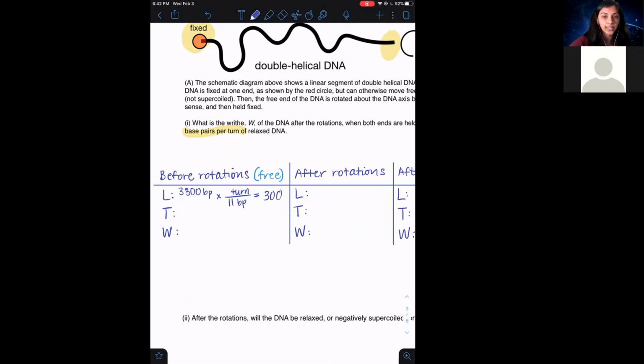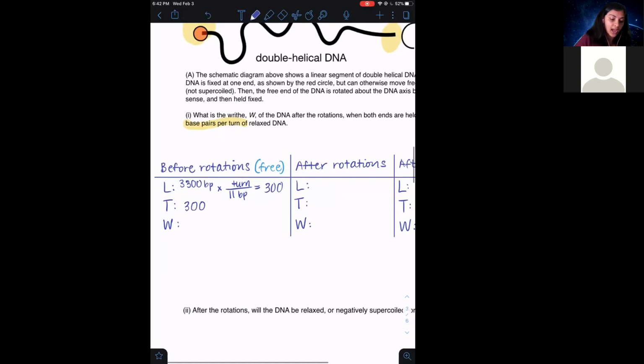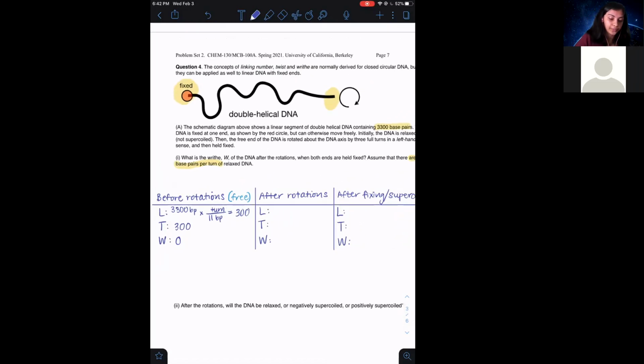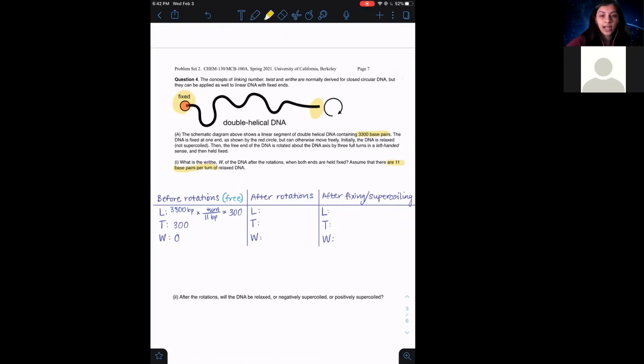And then what about the twist? The twist is equal to the number of turns. So since this is relaxed DNA, twist is equal to linking number, which is 300. And then how about writhe in this initial relaxed DNA? Since there is no supercoiling that has happened, and since linking number and twist are equal to each other, the writhe will be 0.